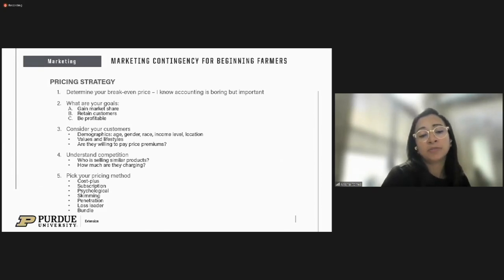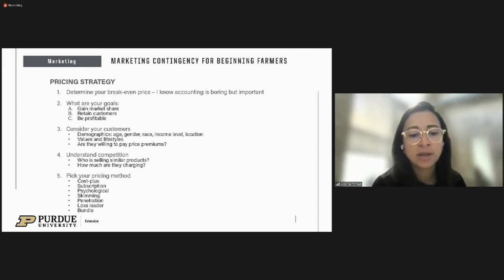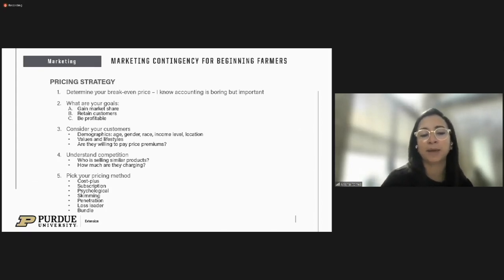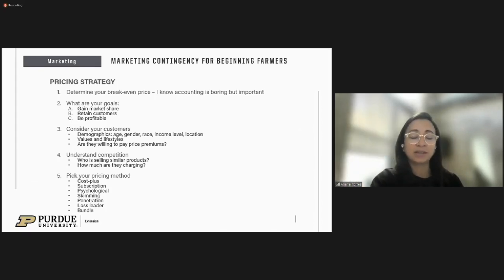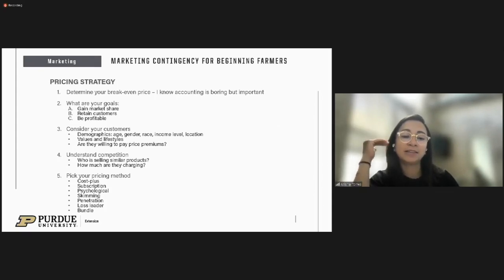The last part before you consider your pricing method is you need to understand what your competitors are charging, and whether they have similar products, or whether they are better or worse. And there are different pricing strategies. So for example, cost plus is basically like I was saying in number one. You're covering your break-even price, and anything you add as a percentage is going to directly increase your profitability.